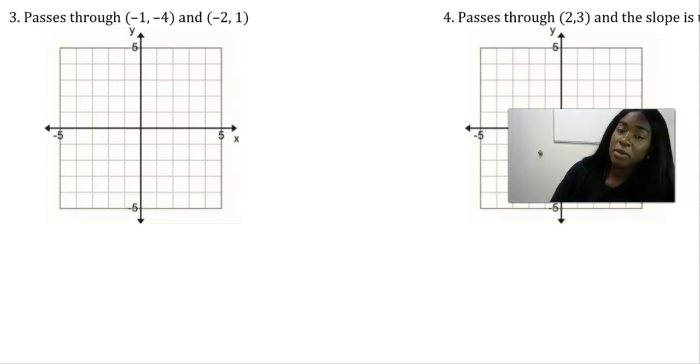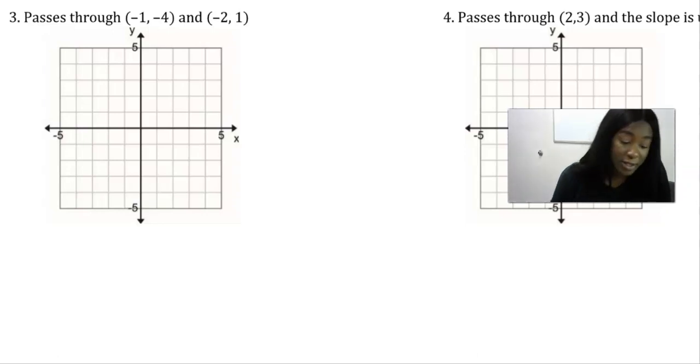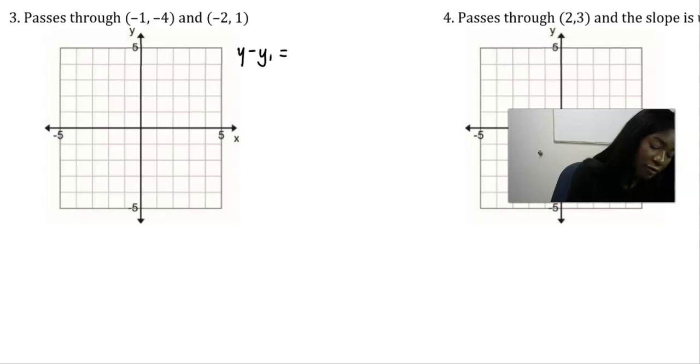On example 3, we're going to be doing the same thing, but it's going to be a little bit different. Because what does example 3 not give us? It does not give us the slope. So we still want to write this line in point slope form. We want to write the line in the form y minus y1 is equal to m times x minus x1.